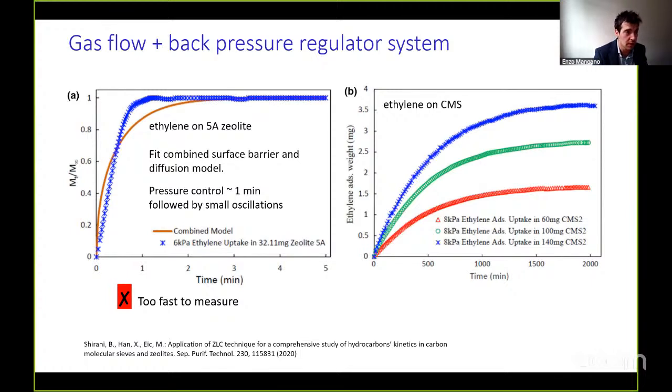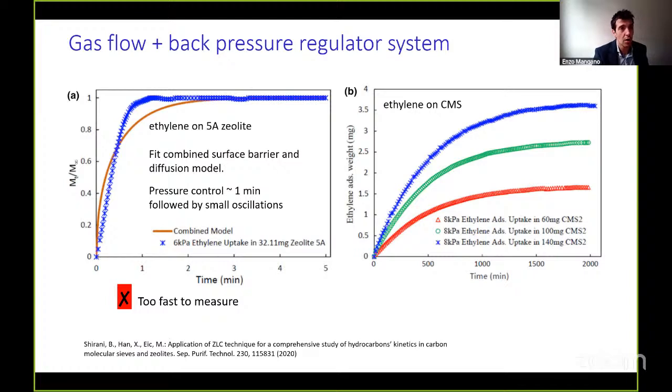pressure controller. This means that all the information related to the kinetics of the adsorption is completely lost, because it's way faster than the adjustment of the pressure of the system. On the right instead, what you see is a slow system. Now if you look at the x-axis, we are going from a few minutes to thousands of minutes.